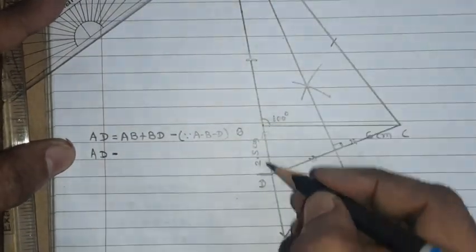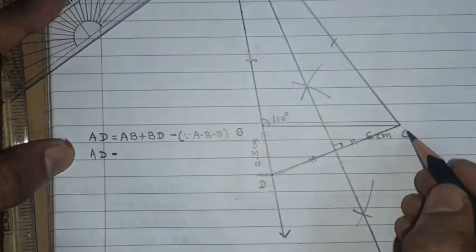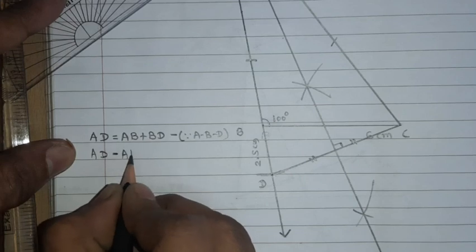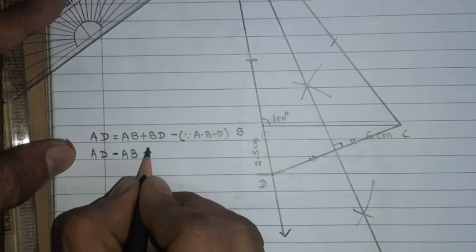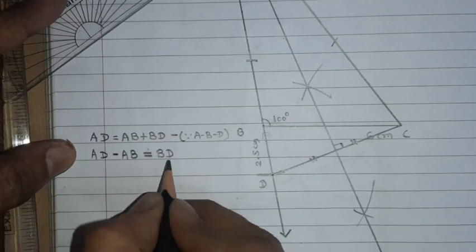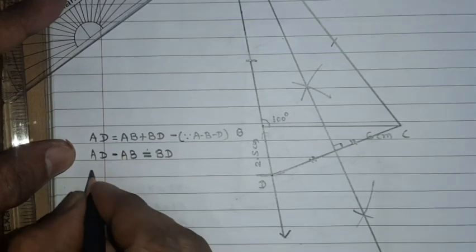This AD is equal to AC. AD is equal to AC. This AB we have to take here: AD minus AB is equal to BD. We just take this AB on this side.